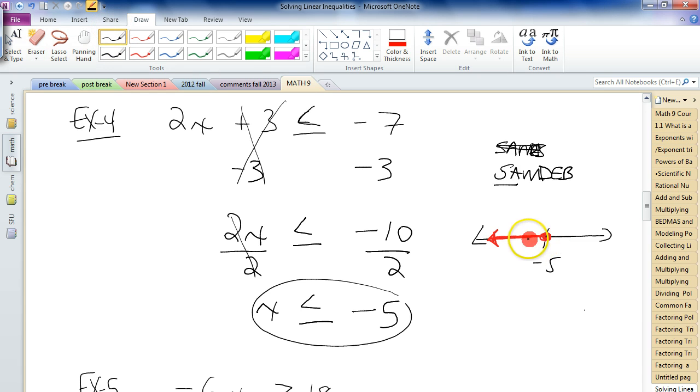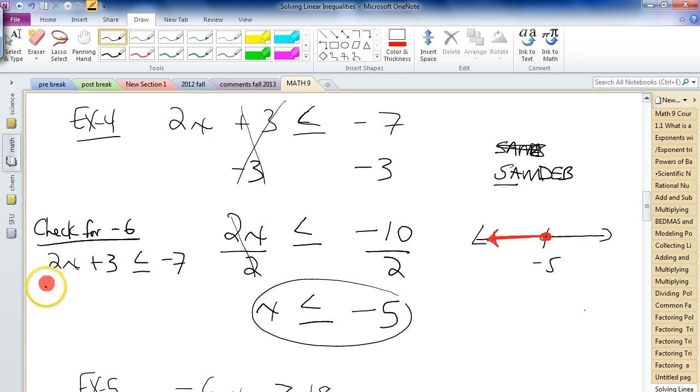Pick any number that's greater than negative 5. Let's pick, I don't know, negative 4. So let's check for negative 4. We had our inequality, 2x plus 3 greater than or equal to negative 7. We plug the number into here. This is why I tell you to put brackets around it. Because if you didn't, you'd think it was 2 minus a number, but actually it means 2 times the number plus 3 greater than or equal to negative 7.